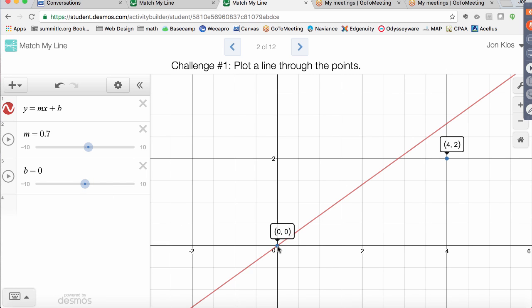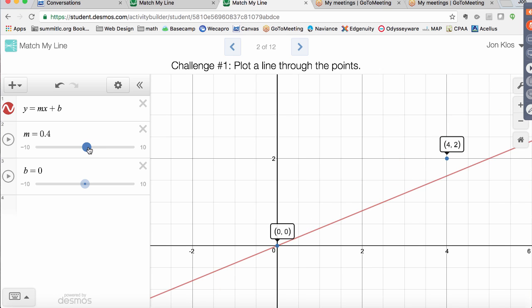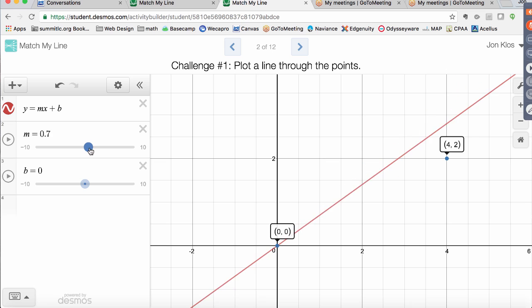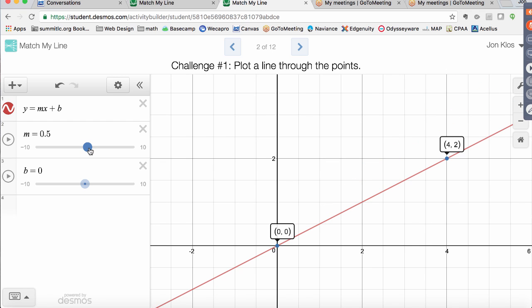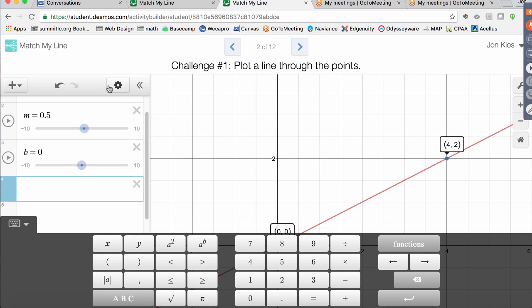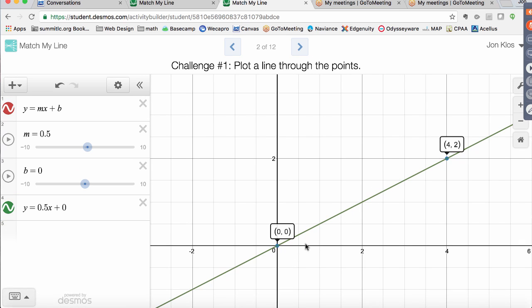I like that. But now I need to play around with the slope m to make it go through the point I want to. So right there is what I want. So it looks like between these 2 points, I need y equals 0.5x plus 0. And that makes a line that goes through my 2 points.